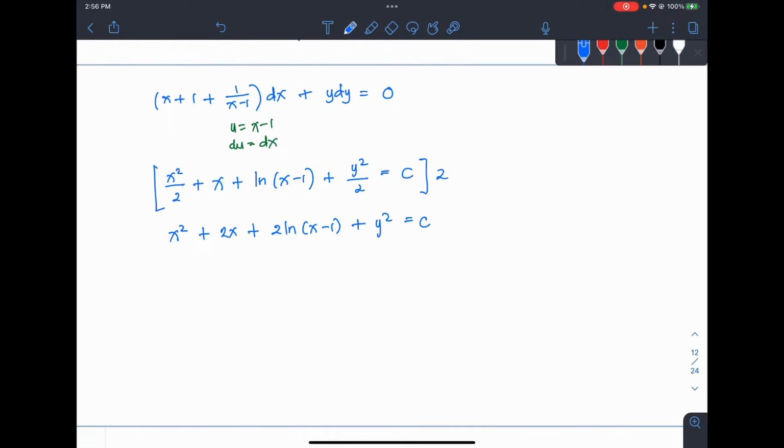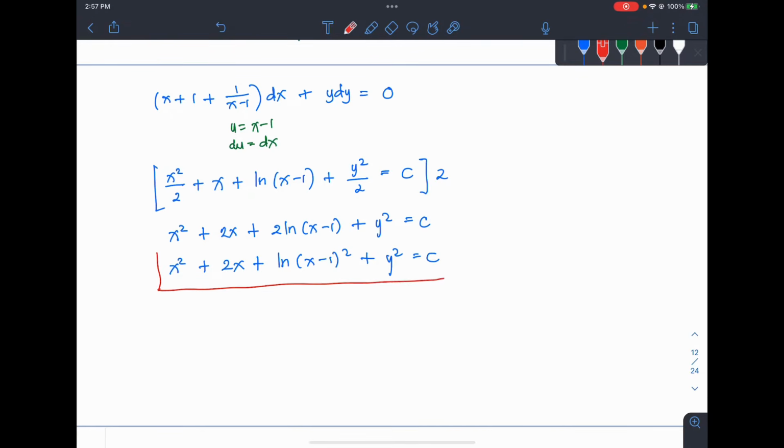So we can have an answer similar to this, or we can apply the properties of logarithm. So this is the same as ln of x minus 1 squared plus y squared is equal to c. So whichever of the two, that will be the final answer.